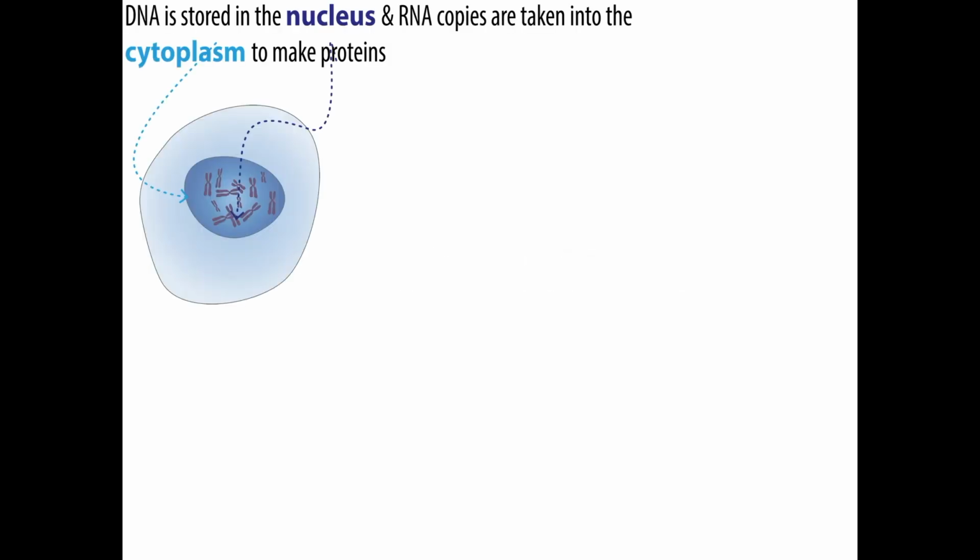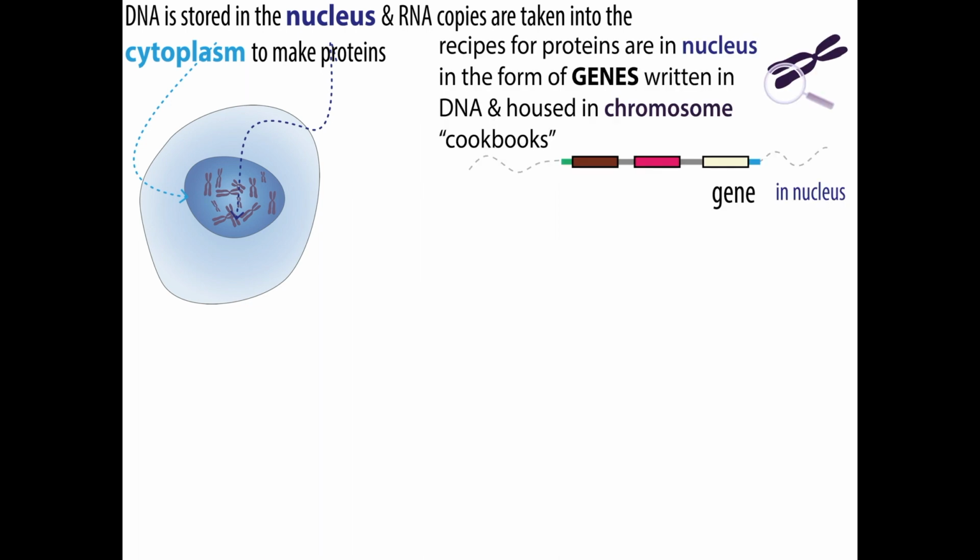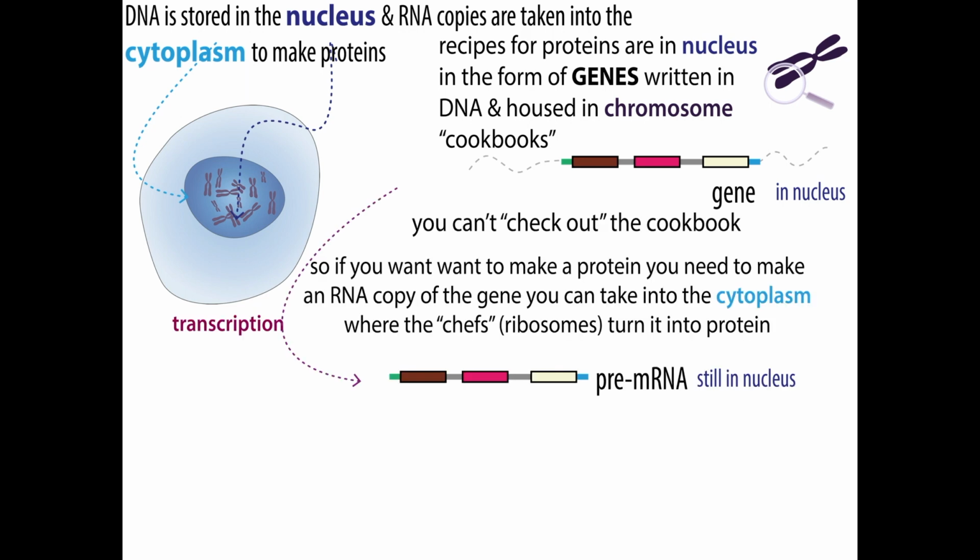So basically, to review, DNA is stored in the nucleus, and RNA copies are taken into the cytoplasm to make proteins. The recipes for proteins are in the nucleus in the form of genes, which are stretches of DNA, and they're housed in chromosome cookbooks. You can't take out the cookbook, so if you want to make a protein, you first need to make an RNA copy of this that you take into the cytoplasm, where the chefs, our ribosomes, turn it into protein.